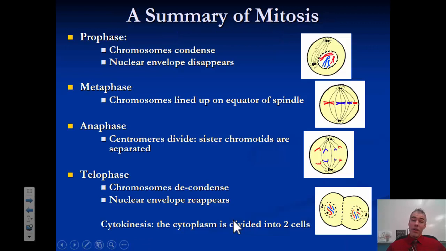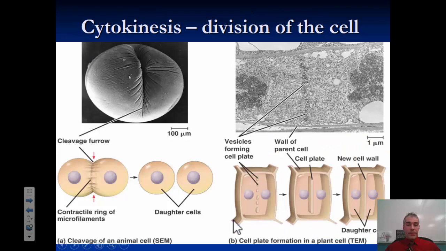So, in summary, mitosis has 4 phases: prophase, metaphase, anaphase, and telophase. In prophase, the chromosomes condense and the nuclear envelope disappears. In metaphase, they line up in the middle. In anaphase, they start to get pulled apart by the spindle fibers, the sister chromatids do. And then in telophase, the cell starts to do cytokinesis, a new nuclear membrane forms, and the cells can eventually start a new life as new cells.